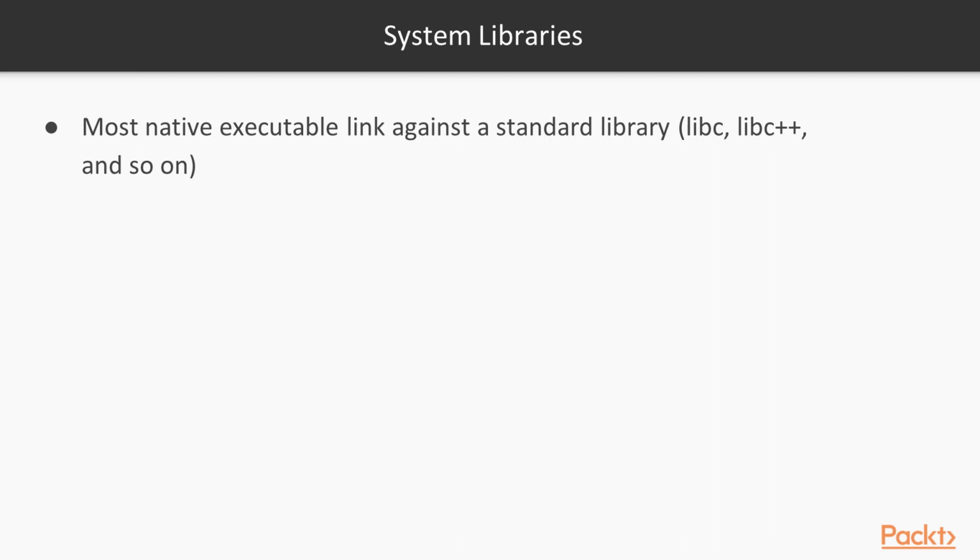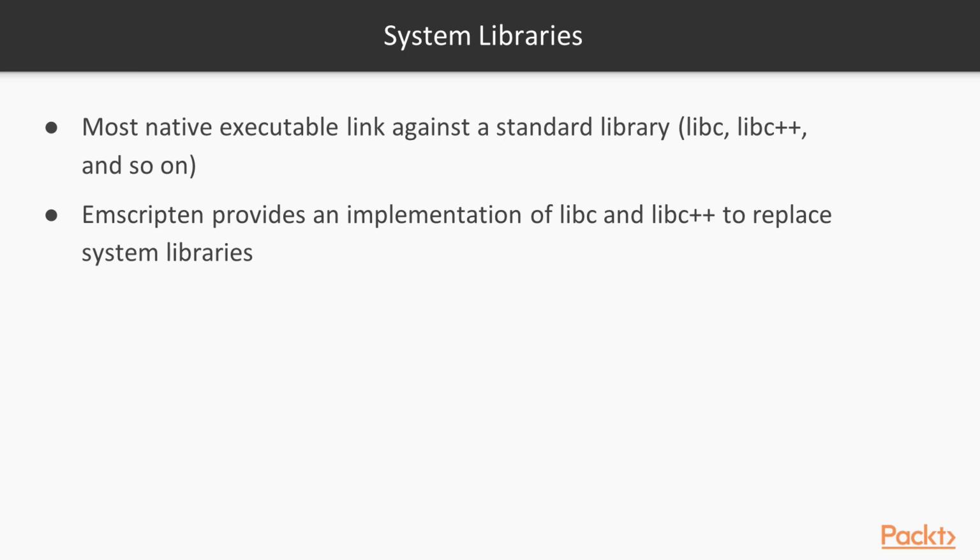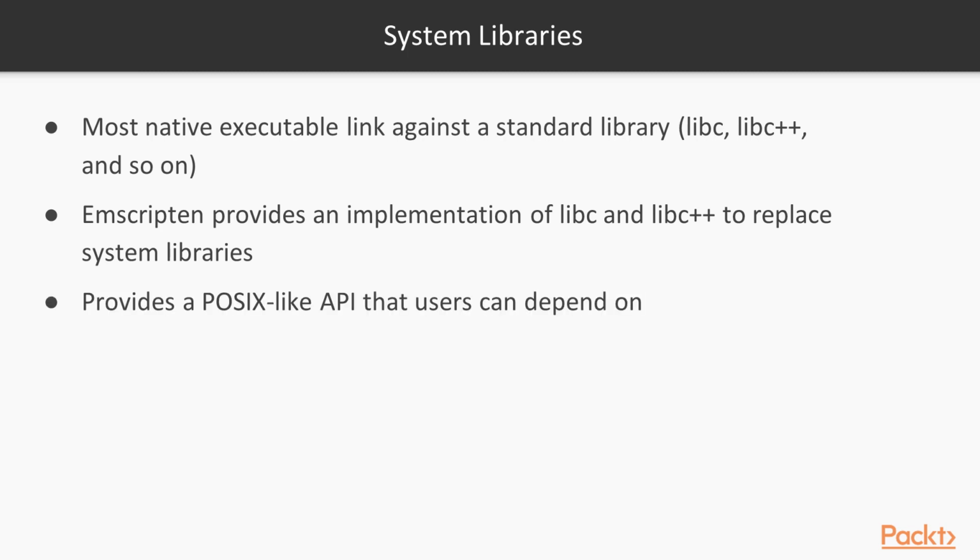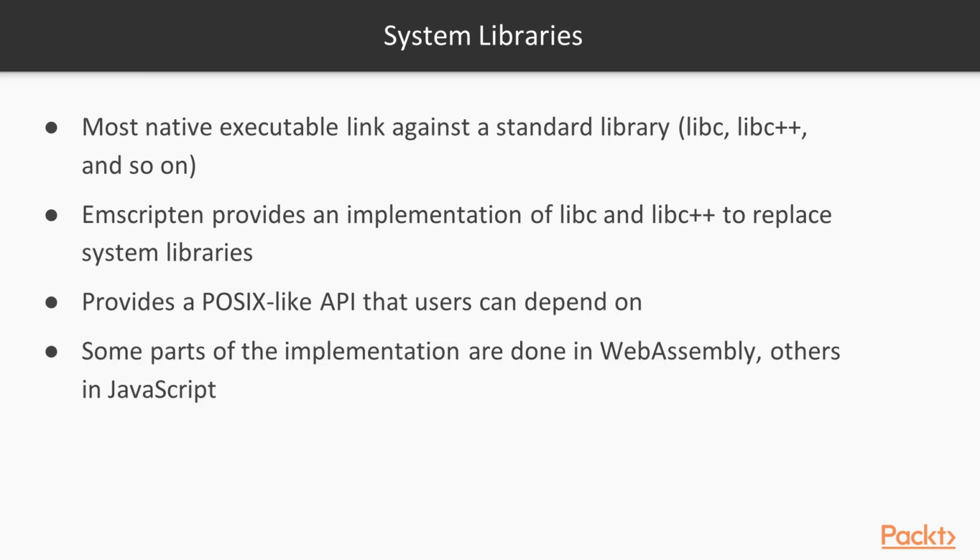So instead, Emscripten provides an implementation of libc and libc++ to replace those system libraries at link time without you having to do anything. This provides a POSIX-like API that you can depend on in WebAssembly and in Emscripten. Some parts of that standard library implementation are done in WebAssembly, others are done in JavaScript. Let's go take a look at the Emscripten source code to see how this works.